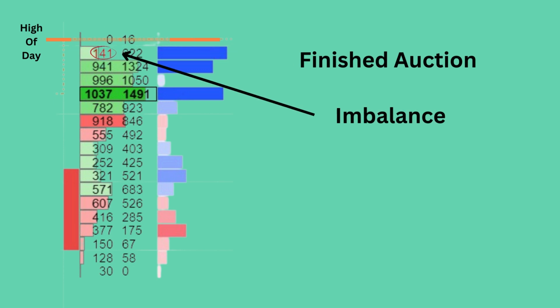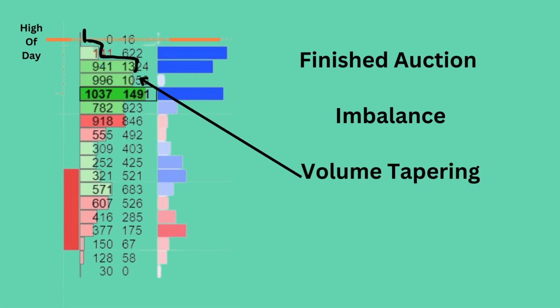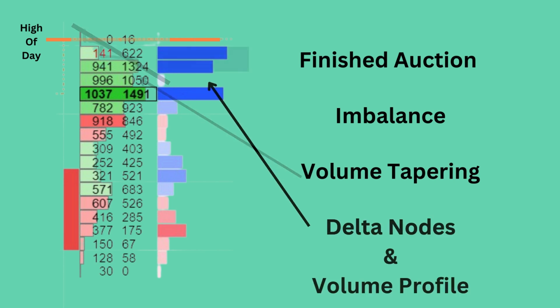The second thing I look for is an imbalance in the top few ticks of the candle. Usually the top 3 to 4 ticks is what I look for. It isn't as necessary to me as a finished auction is, but it adds to my criteria when filtering for trades. The third thing is something I've already mentioned in a previous video, which is declining or tapering volume. I want to see this shape, where volume is smallest at the high or the low respectively. The final factor that I then look for are large delta nodes and the volume profile of the candle.